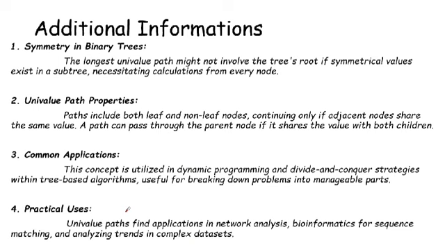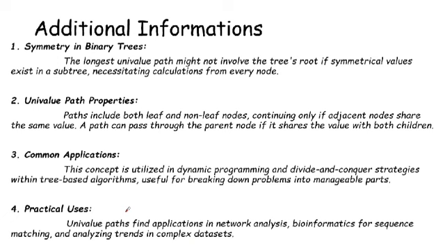Next, we are going to see some additional information. If the binary tree has symmetric values in one of its subtrees, it is possible for the longest univalue path to pass entirely through the subtree and not through the root. That is why the algorithm must compute the longest path from every node, not just from the root. A univalue path can include both leaf and non-leaf nodes, but a path can only continue if both the current node and its child share the same value.